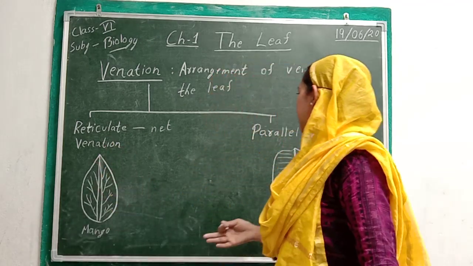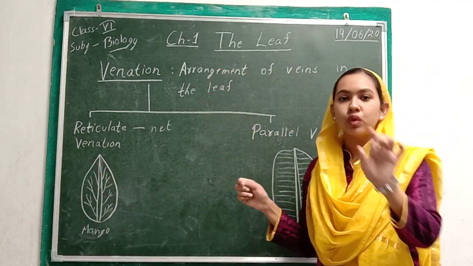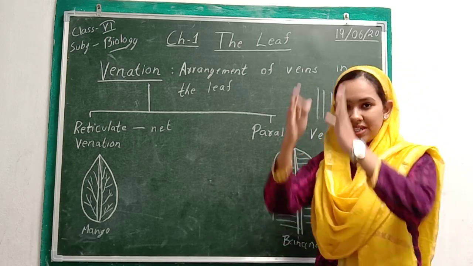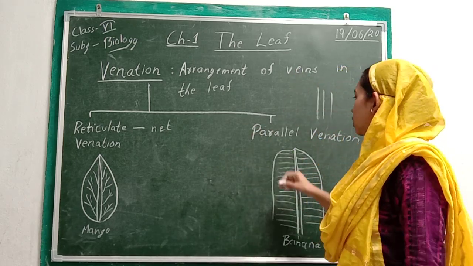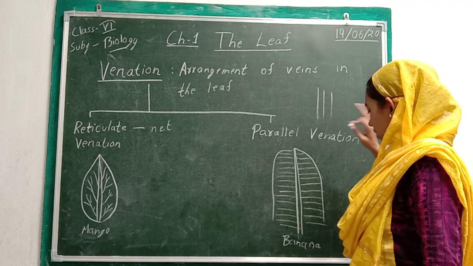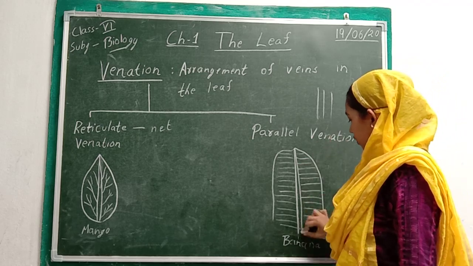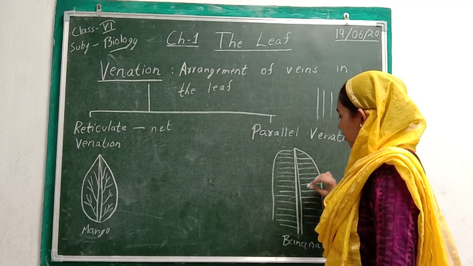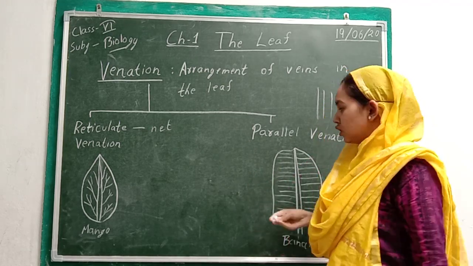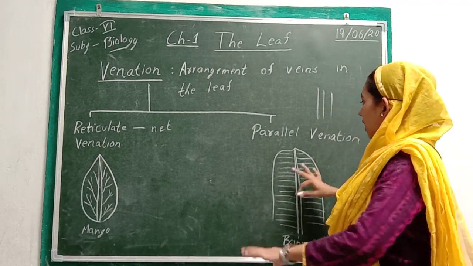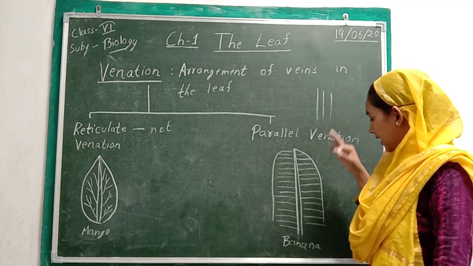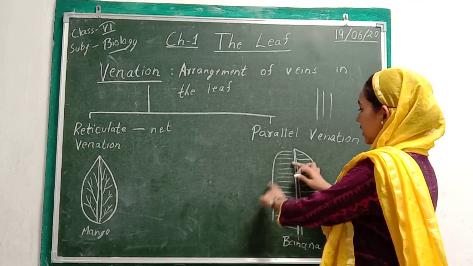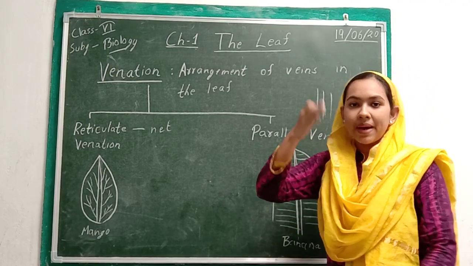The next one is parallel venation. From the word parallel, we know what parallel lines are, lines like this, right, which do not meet and are parallel to each other. So in parallel venation, you see the midrib here and the veins at the side. All the veins run parallel to each other. So from that name, we get parallel venation. An example of this can be banana. If you see the leaves of banana, you will see that all the veins run parallel to each other.